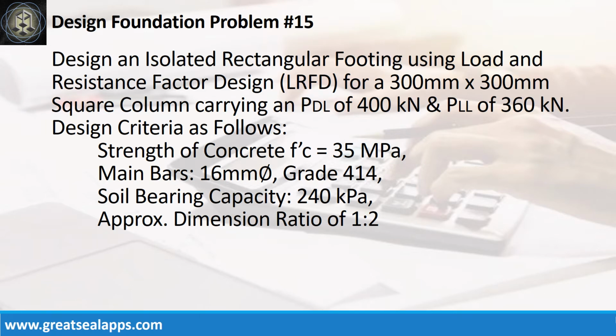Design an isolated rectangular footing using load and resistance factor design for a 300 mm by 300 mm square column carrying an axial dead load of 400 kN and axial live load of 360 kN. Design criteria as follows: strength of concrete 35 MPa, main bars 16 mm bar grade 414, soil bearing capacity 240 kPa, approximate dimension ratio of 1:2.